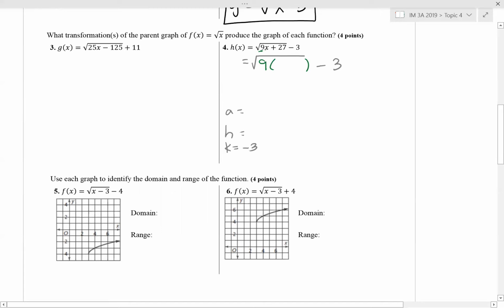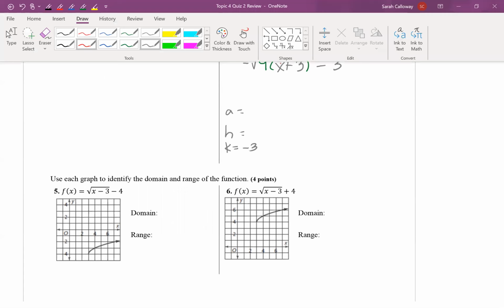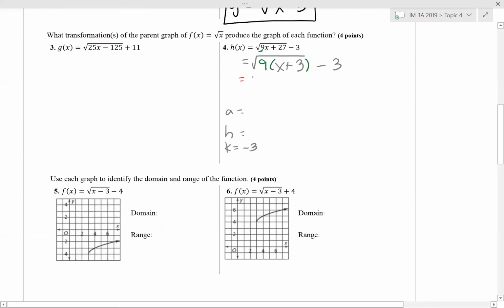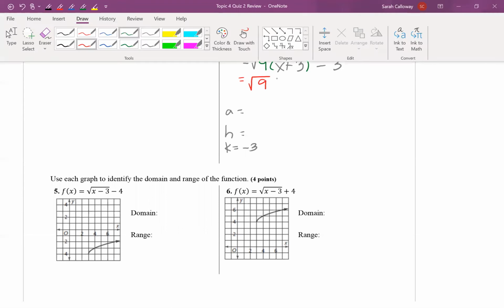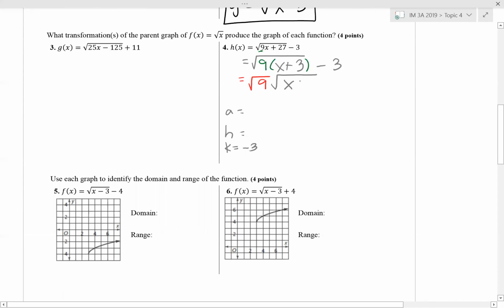If I factor out the 9 from 9x plus 27, I'm dividing 9x by 9, which gives me x. It's always going to be that number because I have to have x minus h on the inside. And then 27 divided by 9 is 3. So under the radical, we now have 9 times x plus 3 instead of 9x plus 27. The whole point in doing this is I want to split that 9 apart from the x plus 3 so that I can look at this in transformational form, because that value is related to my a and I need it outside of the radical.